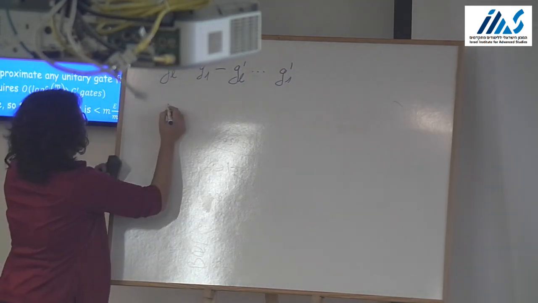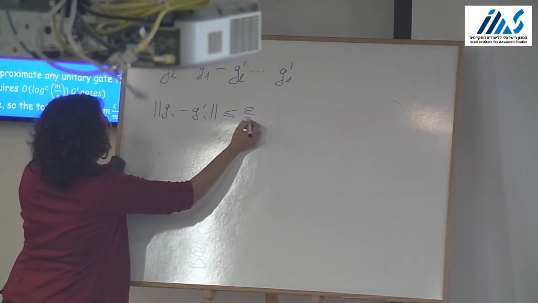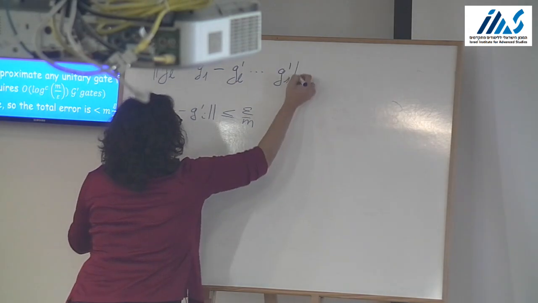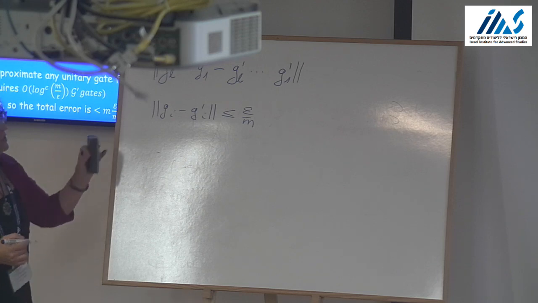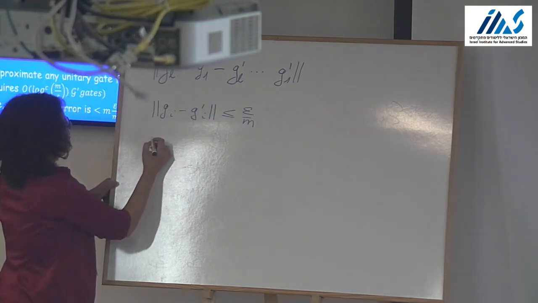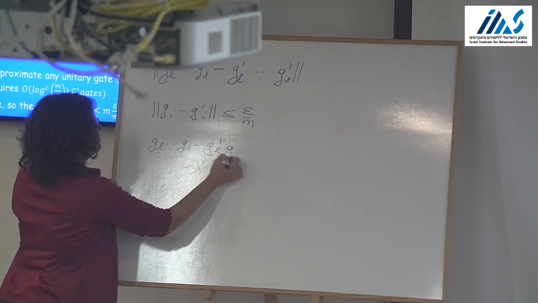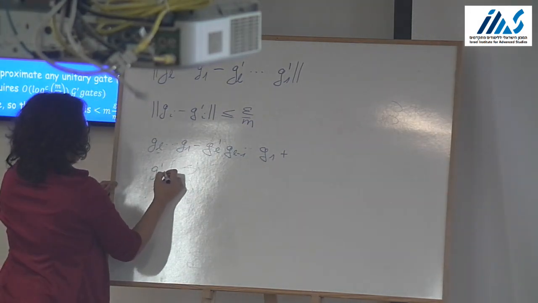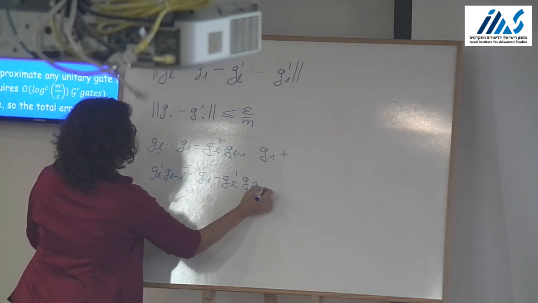And Gi minus Gi prime in operator norm is at most epsilon over m. Okay, so I want to estimate the operator norm of the whole thing. And it's easy to understand how this works, remembering that G's are unitaries. So we can write this as a telescopic sum of GL...G1 minus GL prime GL minus 1 up to G1 plus GL prime GL minus 1...G1 minus GL prime GL minus 1 prime.